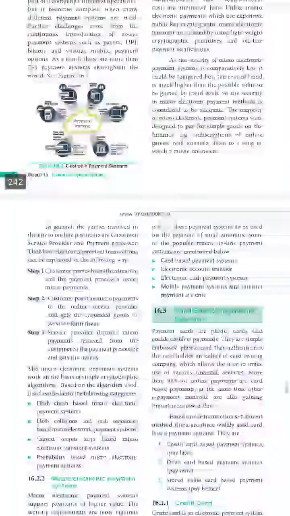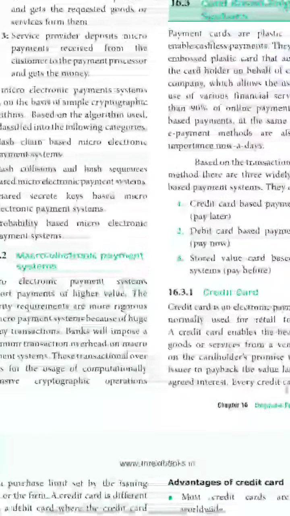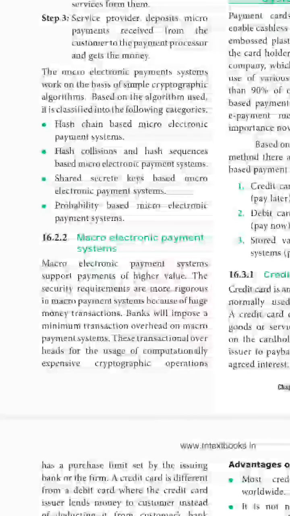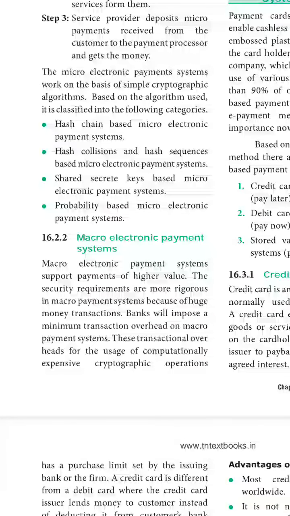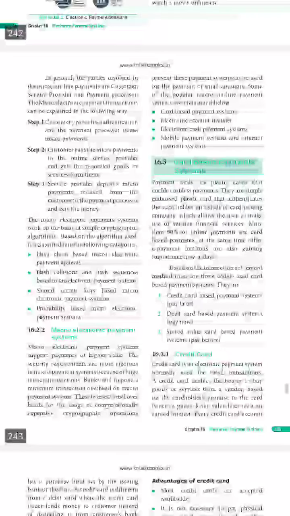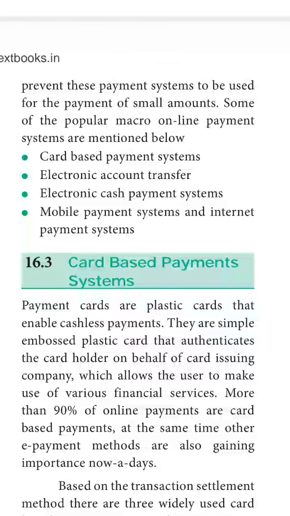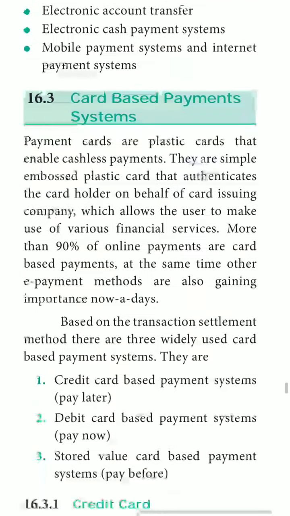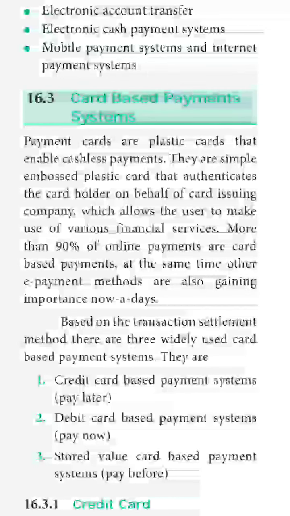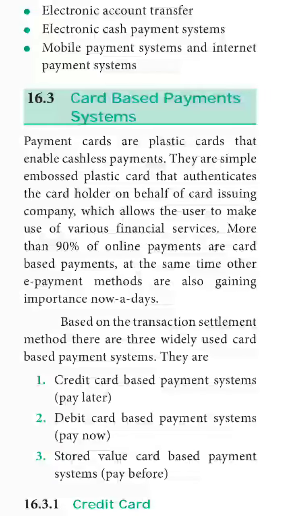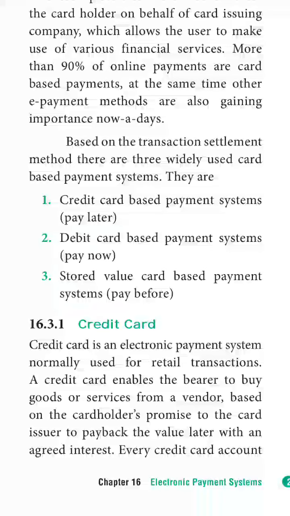Macro payment system, on the other hand, is specially designed to transact high-value payments. Okay, so this is a macro payment, and it consists of card-based payment system, electronic account transfer, electronic cash payment system, mobile payment system, and internet payment system. So, card-based payment system. In this there are three different types of cards: credit cards, debit cards, and stored value cards based on the payment system.